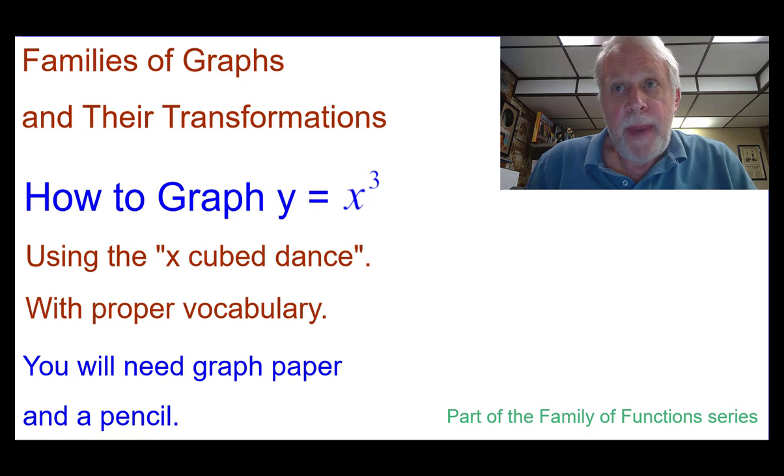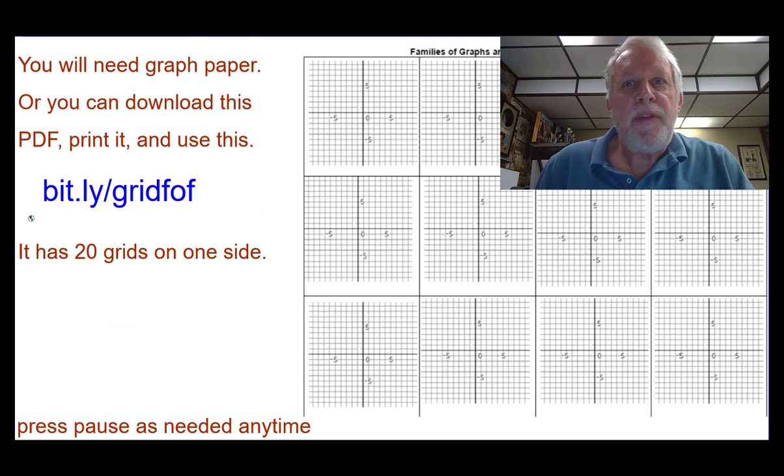You will need graph paper and a pencil. Press pause anytime as needed. If you don't have graph paper, you can download this PDF at this website, which can be printed with 20 grids on each side.